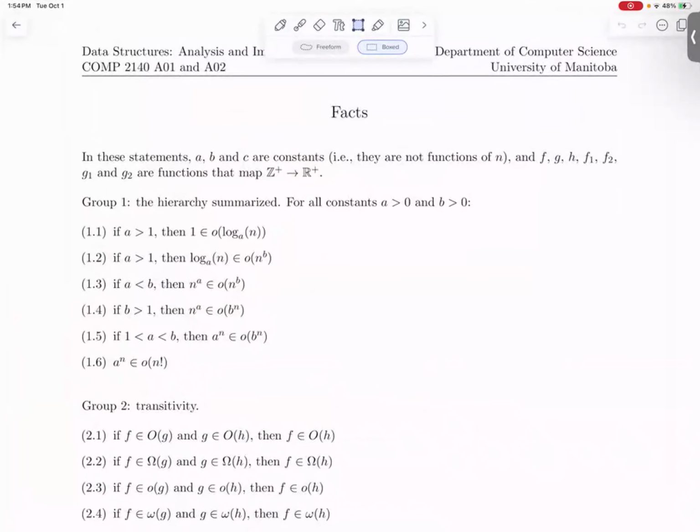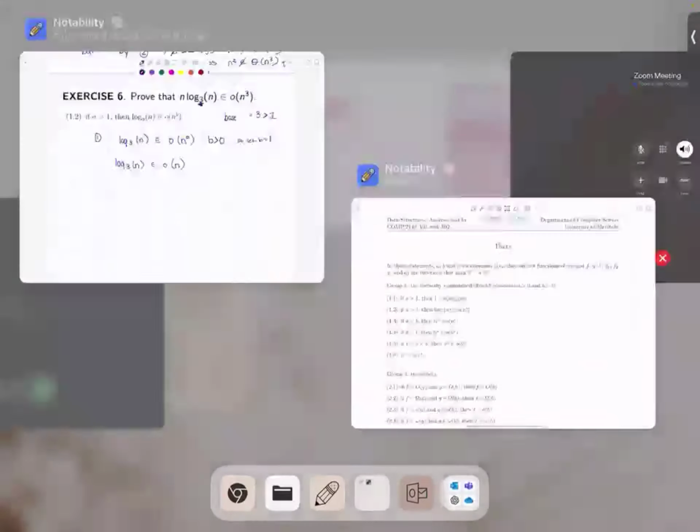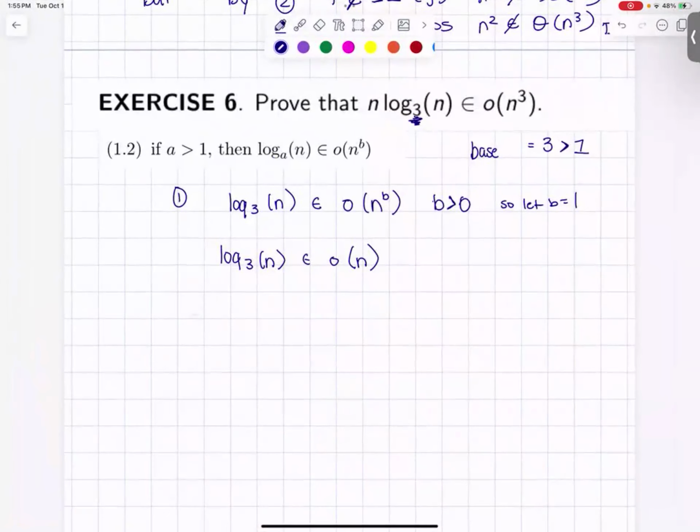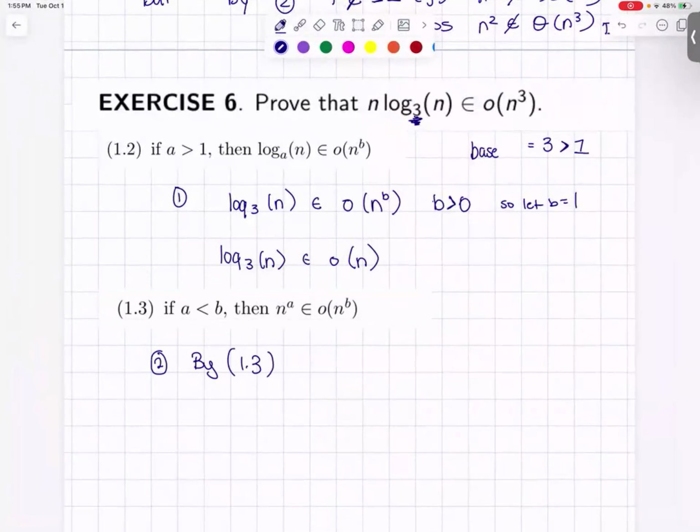The other property, this one, is one that we've already used a few times to get this in little o of n cubed. So if we use this property here, we can say by 1.3, since 1 is less than 3, therefore n is going to be in little o of n cubed.